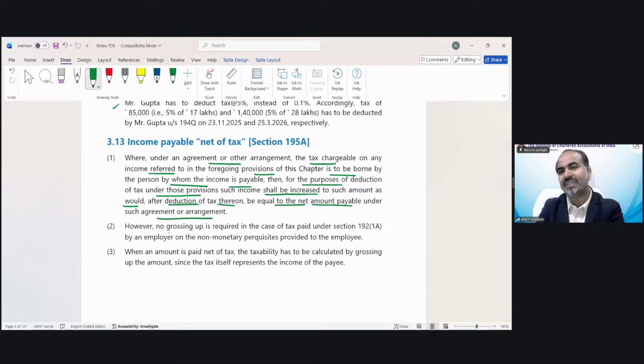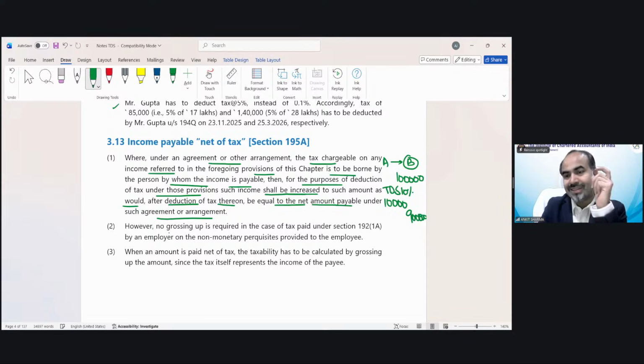So generally it says, suppose Mr. A is going to pay 1 lakh rupees to Mr. B and the TDS rate is 10%. So technically TDS of 10,000 should be deducted by Mr. A and Mr. B is going to receive 90,000 rupees. In this scenario, what would be treated as Mr. B's income? Mr. B's income would be 1 lakh rupees. Okay, this is the normal case.